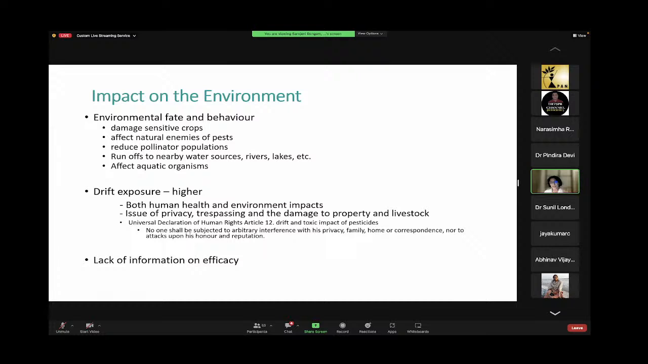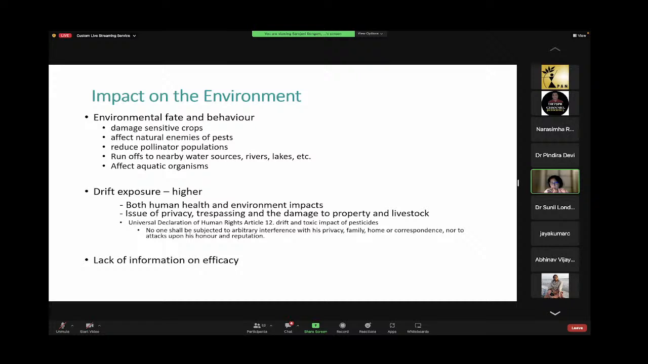I think Dr. Reddy talked about the issue of privacy, but also trespassing and the damage to property and livestock. He talked about how the drone technology's battery needs are often a problem. It needs to be charged. It's also like dropping from the sky, affecting people and property.